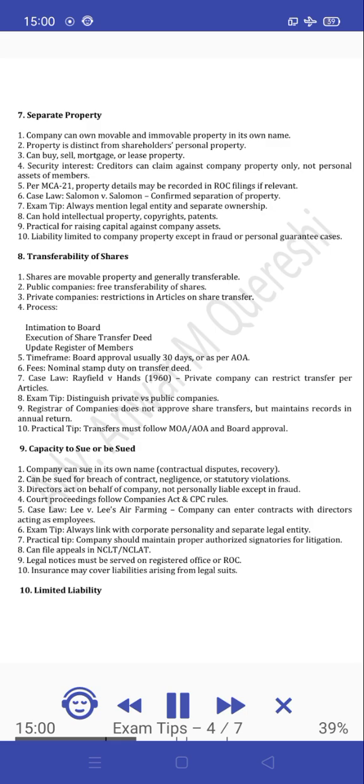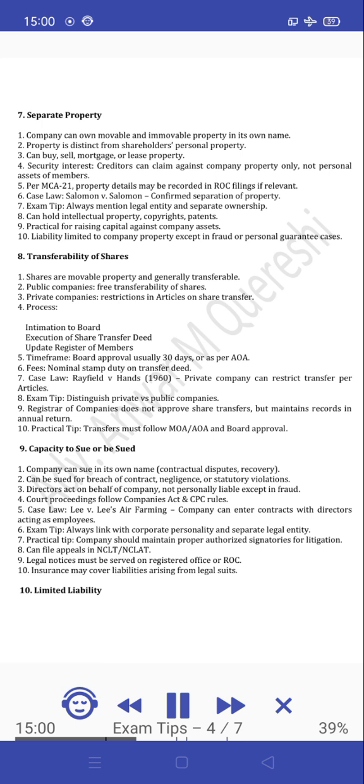6. Case law. Solomon vs. Solomon. Confirms separation of property. 7. Exam tip. Always mention legal entity and separate ownership. 8. Can hold intellectual property, copyrights, patents. 9. Practical for raising capital against company assets. 10. Liability limited to company property except in fraud or personal guarantee cases.